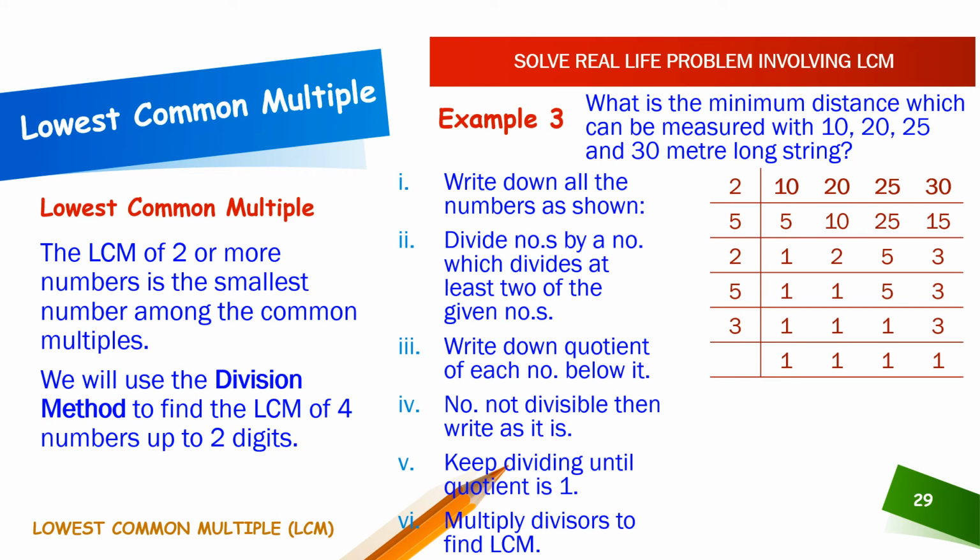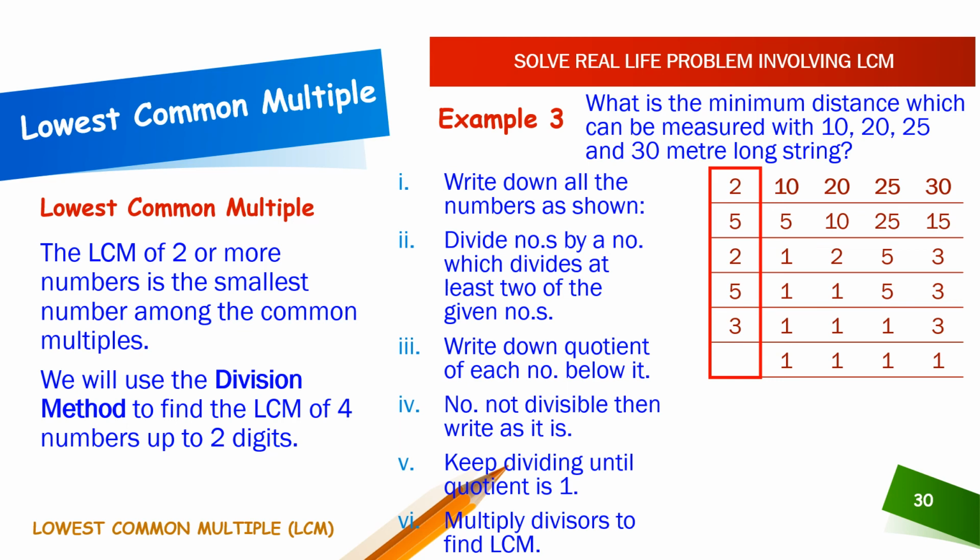Now divide by 3, as there are no other numbers which are common divisors. 1 divided by 3 needs to be left as it is, since it cannot be divided by 3. Similarly for this one here and this one here. And of course, finally, 3 divided by 3 is equal to 1.